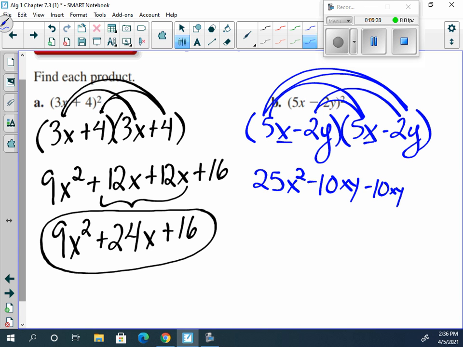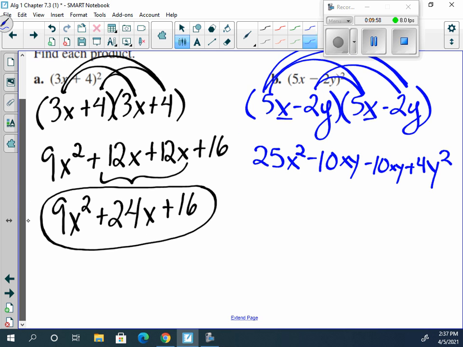And lastly, negative 2y times negative 2y. Because negative 2 times negative 2 is positive 4. Negative times a negative is a positive. 2 times 2 is 4. Then y times y is y squared. Any questions on any of this here so far?